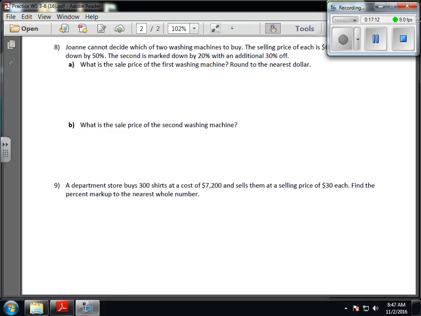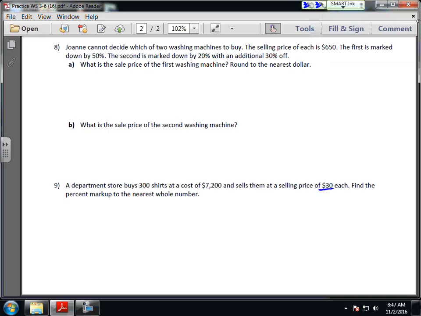All right, let's take a look at number 9. It says a department store buys 300 shirts at a cost of $7,200 and sells them at a selling price of $30 each. Okay, so we are going to need this information because it truly is going to help us with the top of our numerator. However, we need to do something with this information first before we can do our normal percent over 100 and all that good stuff. If the department store buys 300 shirts at a cost of this much, we first need to find out how much they're paying for each shirt.